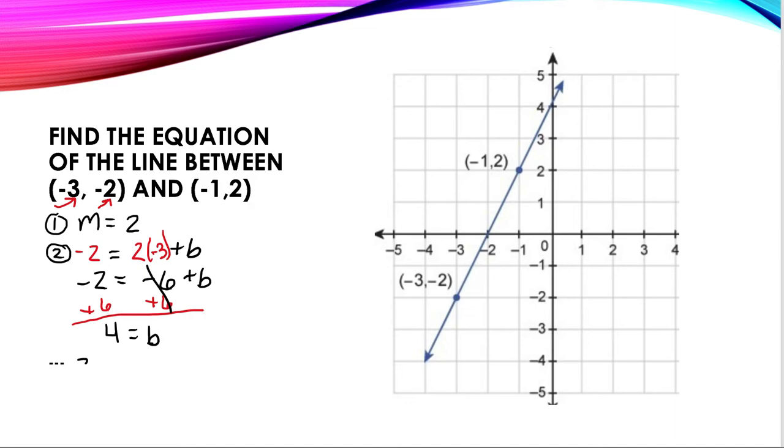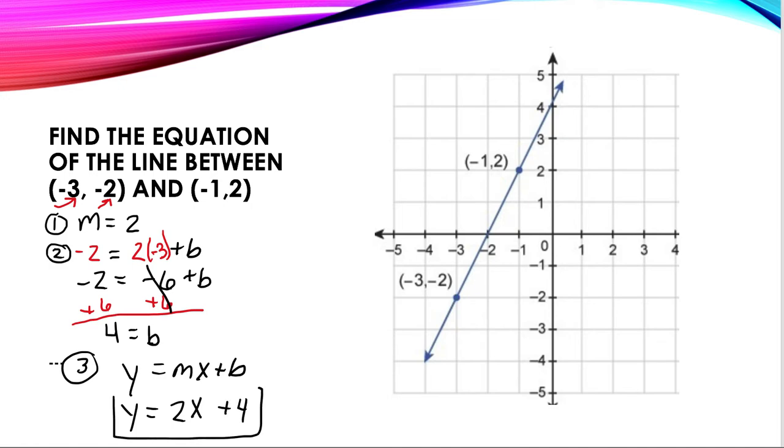The third step, remember, is to go back to the format of your equation, y is equal to mx plus b. Plug in the m value and plug in the b value. So I have y is equal to, the m is 2, and the b is +4. And so now we have the equation of the line.